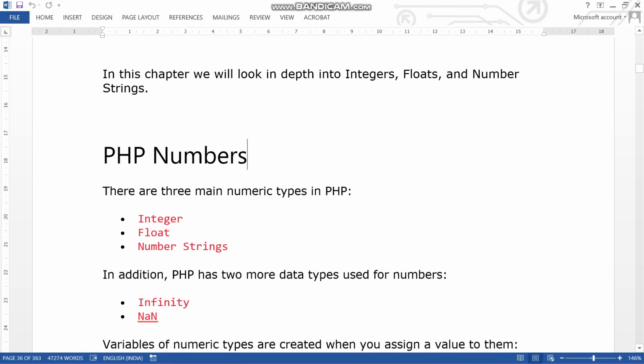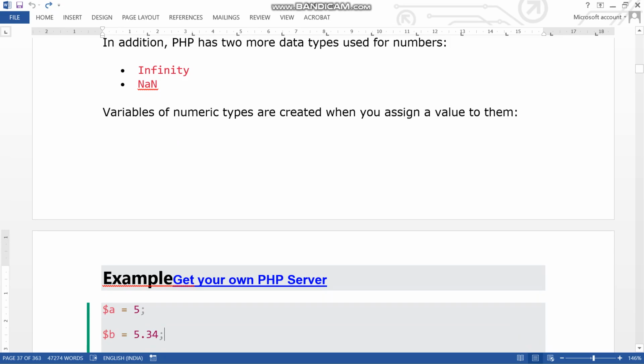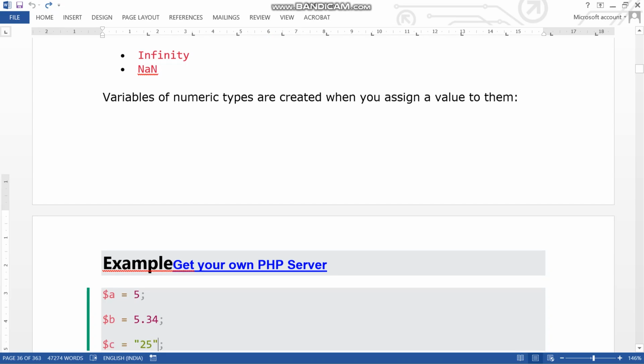Another person asked, what is this? One of the persons said that this is basically the PHP numbers. Integer is there, float is there, numeric string is there, and mostly we have discussed these in detail, and we will discuss them further. In this, PHP has two more data types: one is infinity and the other is NaN, not a number. So let's see.